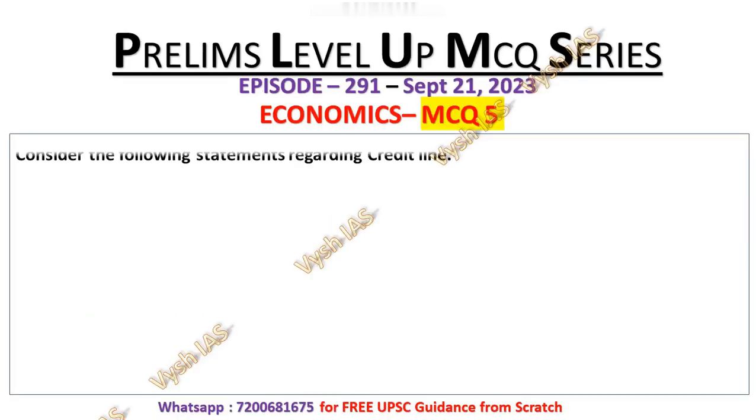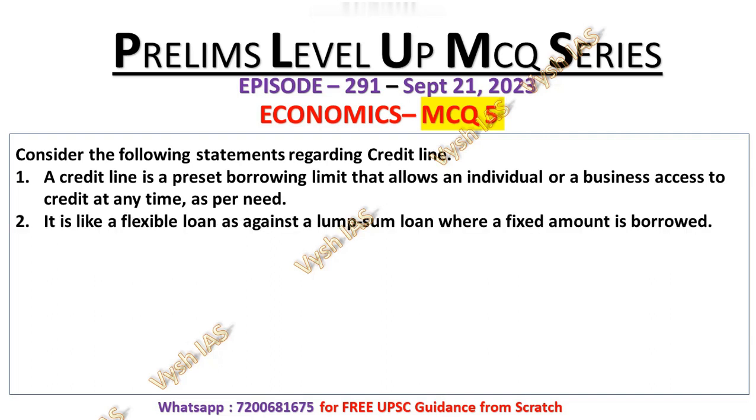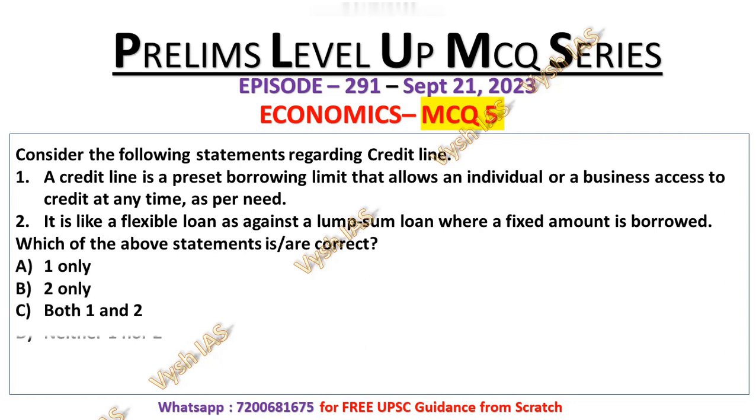Last MCQ of today's class, consider the following statements regarding credit line. Statement 1: A credit line is a preset borrowing limit that allows an individual or business access to credit at any time as per need. Statement 2: It is like a flexible loan as against a lump sum loan where a fixed amount is borrowed. So you have to identify the correct statement regarding credit line. One only, two only, both one and two, neither one nor two. So I will give you 10 seconds. Try to answer this question.